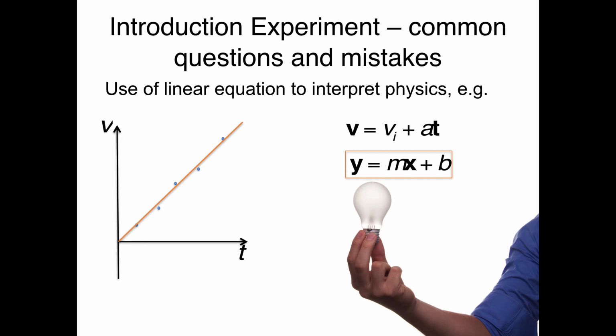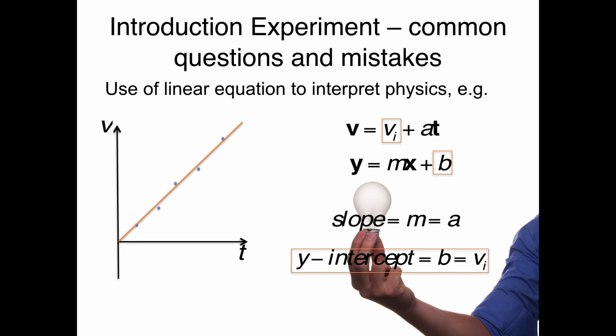Now, you'll notice that this is in the exact same form of the relationship that we're looking for. So y is just your v, and on the x-axis is t, as I said. So the important thing here is that you can find what you're looking for by looking at both the coefficient of what's on the x-axis and your y-intercept. So here the acceleration is just equal to the slope, and your initial velocity is just equal to the y-intercept.